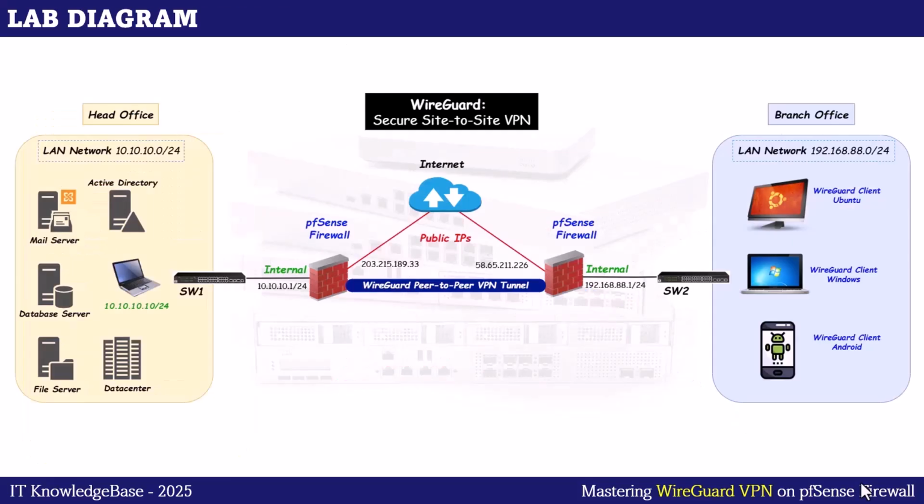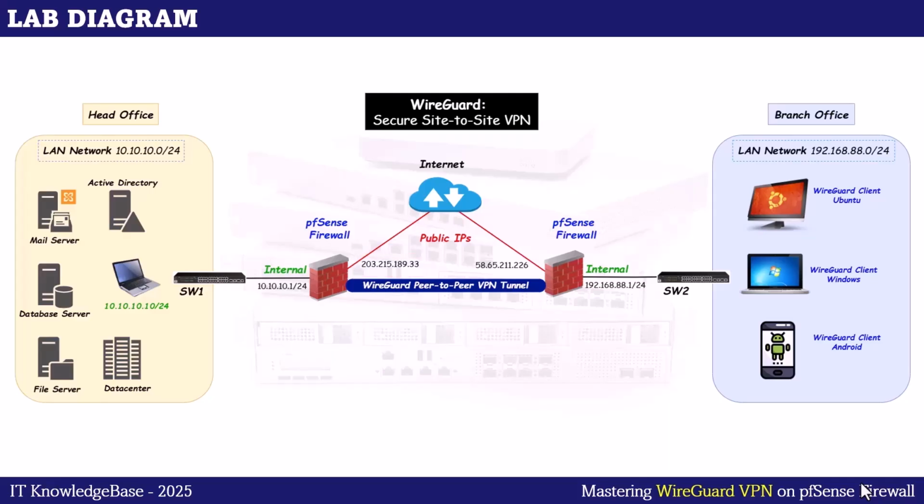Next, we have another network scenario to configure site-to-site VPN over WireGuard, connecting branches to our head office through WireGuard VPN tunnel established on pfSense firewall. In this lab at our head office, the pfSense firewall has 2 interfaces configured: LAN interface with the IP address of 10.10.10.1/24 and on external interface IP address 203.215.189.33 is assigned and it's provided by my ISP.